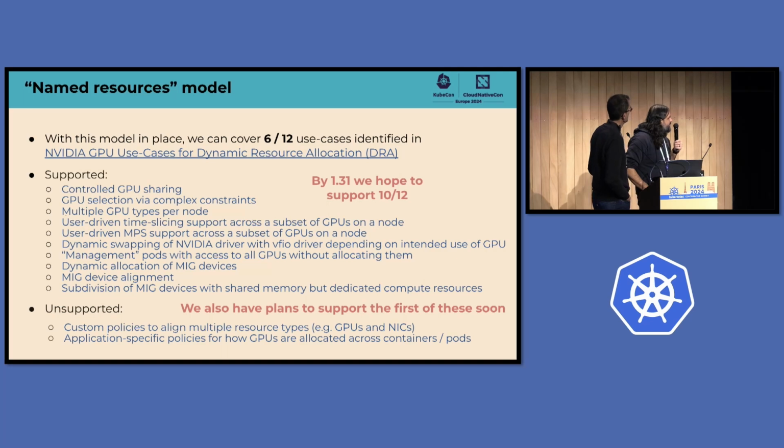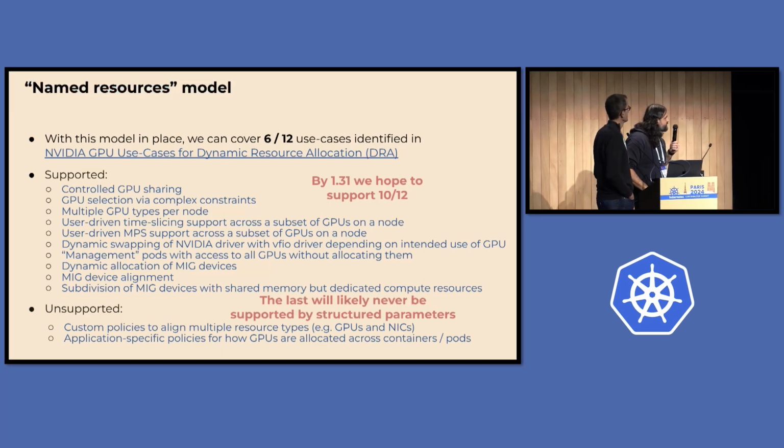And then the last 2 here, we have ideas around how to support the first one that's here, this notion of custom policies to align multiple resources, such as GPUs and NICs. John Belamaric's been working on a proposal for how we can do this in a more generic way. I'm not confident enough to say that we can have this figured out by 131, but we have some ideas, and I see a path towards eventually supporting this even in the structured parameters model.